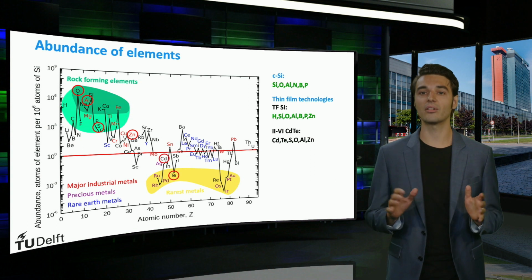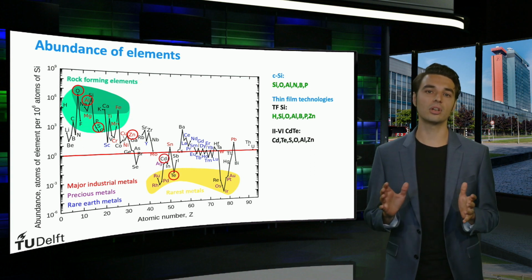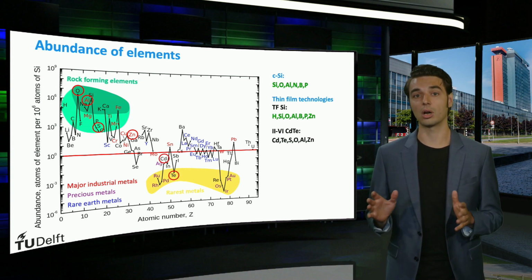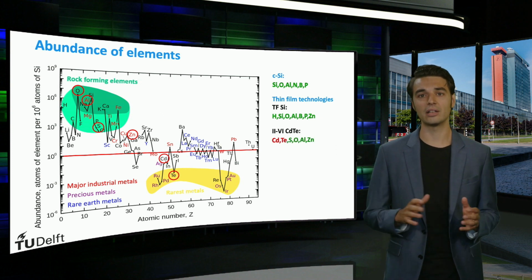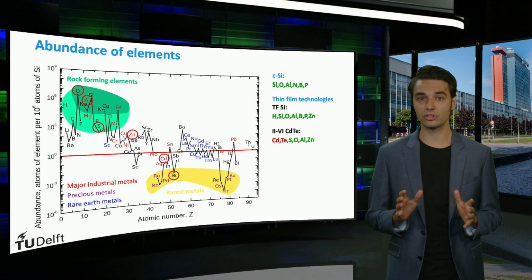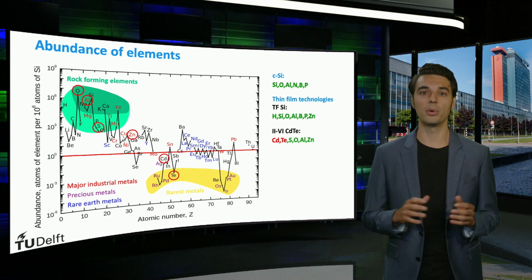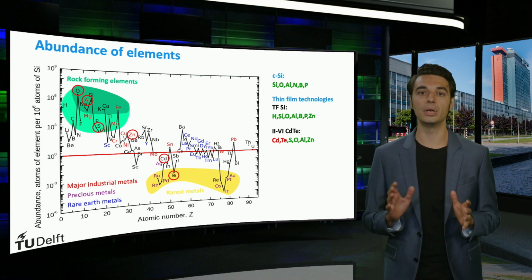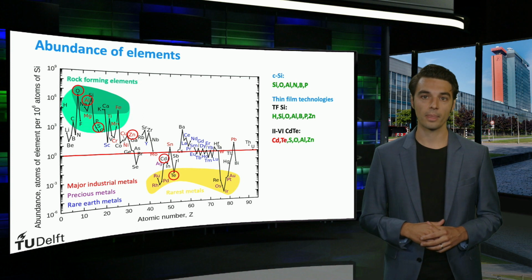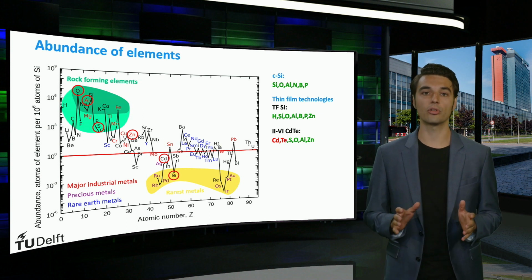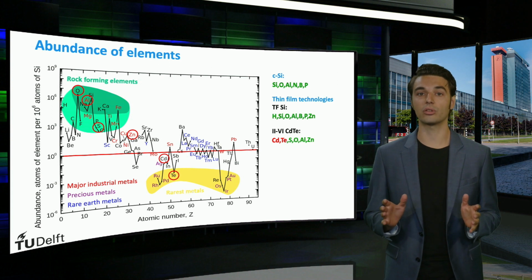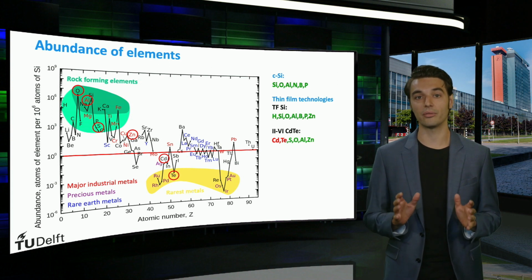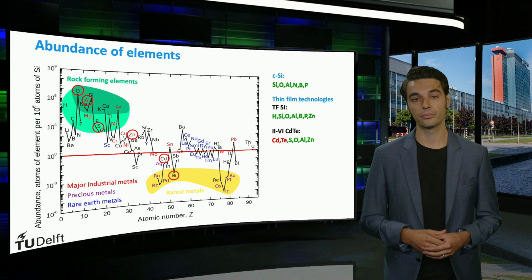Next is cadmium telluride. While the supporting materials like sulfur, aluminium and zinc are abundant, cadmium and telluride are not. Telluride is even among the rarest stable solid elements, with an abundance of about 1 atom per billion silicon atoms. This is comparable to the abundance of platinum. Furthermore, elementary cadmium is toxic, and it is very important to prevent cadmium from entering the ecosystem.